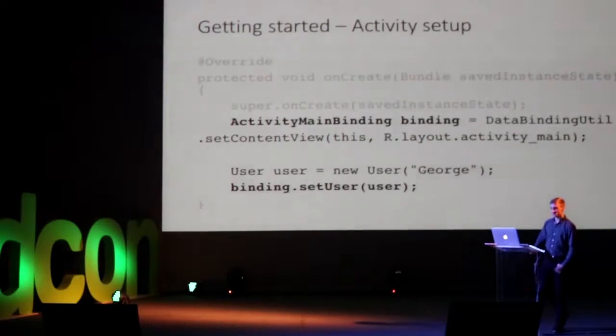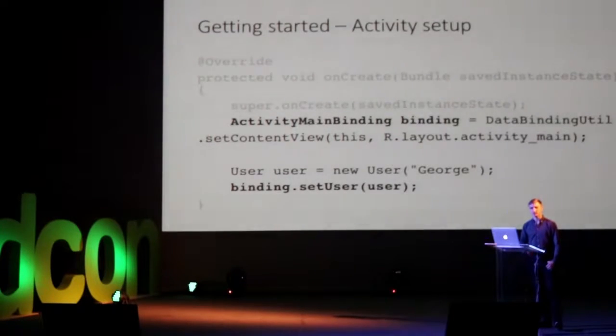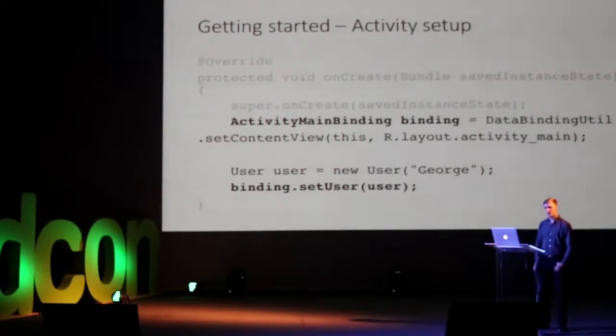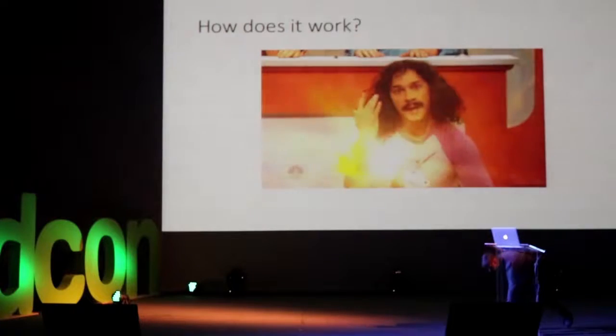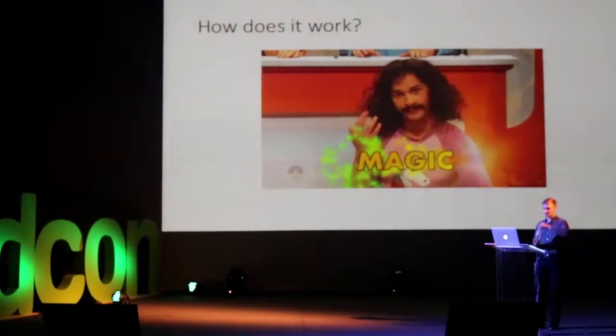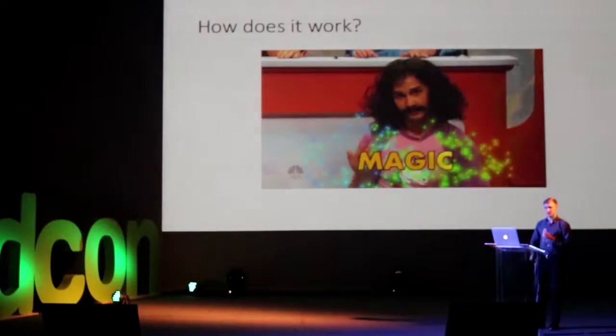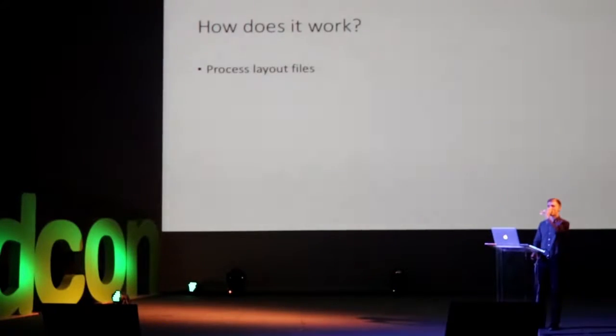The way you use that is by keeping a reference to the binding object that is returned by setContentView, and then you can do binding.setUser. So in our previous example, where we had the text view, here we would then just show George, because that's the user's first name. So it looks a little magical, but it's quite straightforward how it works actually.